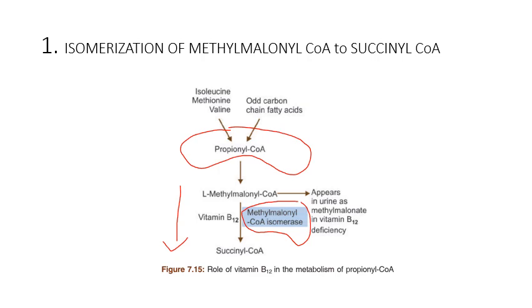At this point we should remember: if vitamin B12 deficiency occurs, what will happen? The methylmalonyl coenzyme A will accumulate, and the excess methylmalonyl coenzyme A will be excreted through the urine. That clinical condition is known as methylmalonic aciduria. So that is our first function, the role of vitamin B12 as a coenzyme for the conversion of propionyl coenzyme A to succinyl coenzyme A. The specific enzyme is methylmalonyl coenzyme A isomerase.